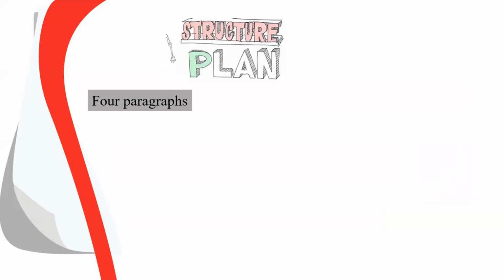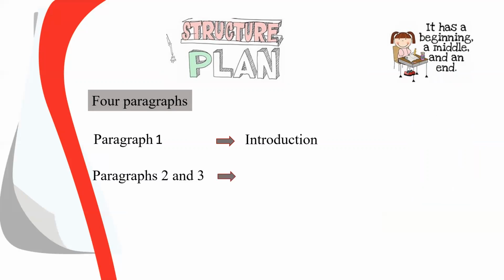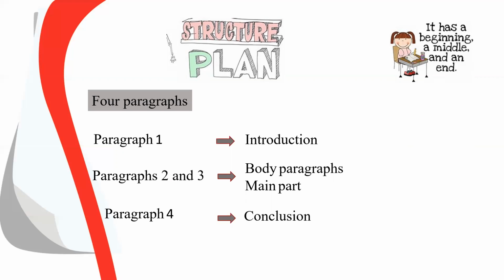Structure or plan of an advantages and disadvantages essay. Normally there are 4 paragraphs, though there might be more. Paragraph 1 represents the introduction. Paragraphs 2 and 3 represent the main part, which is the body paragraphs. Paragraph 4 represents the conclusion.